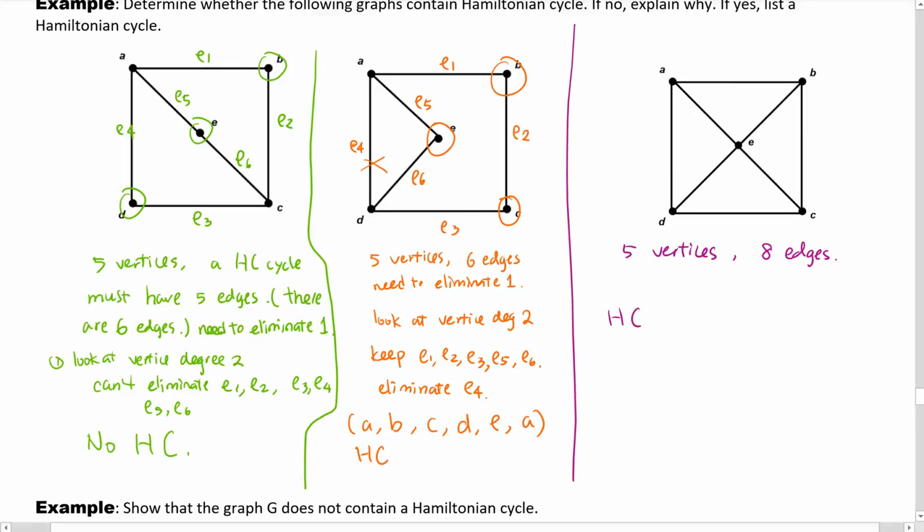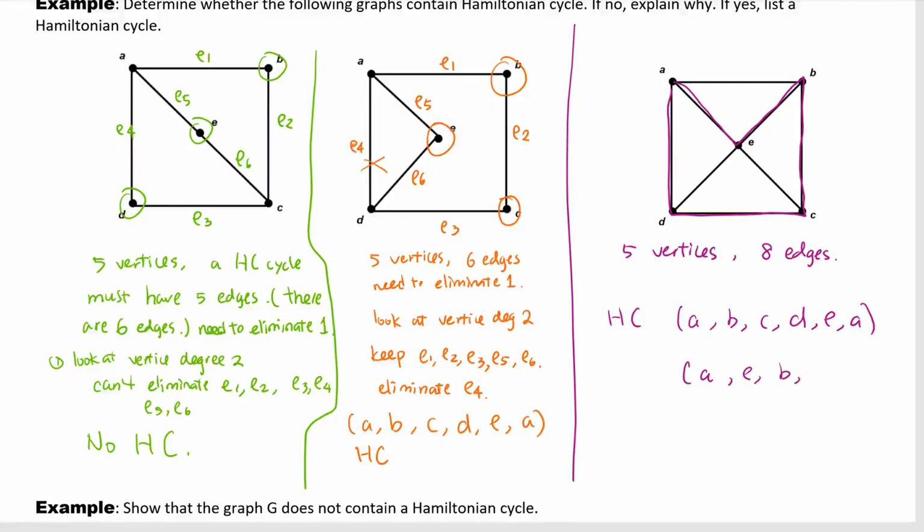It could be A, B, C, D, E, A, right? Or we can find otherwise. We can do A, E, B, C, D, A. This is another one. So there are a lot of Hamiltonian cycles in this case. All right, let's continue.